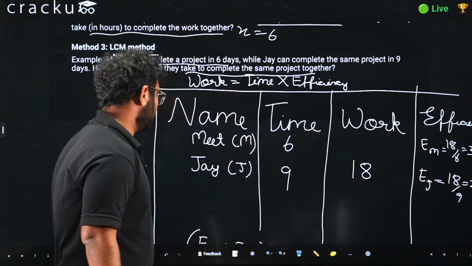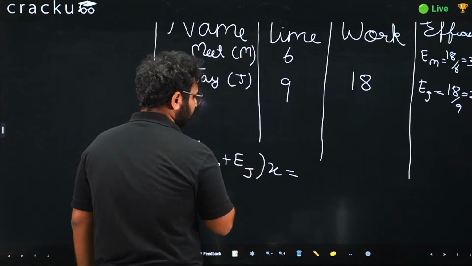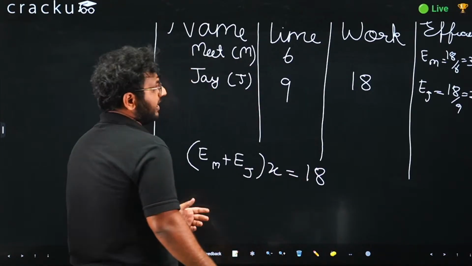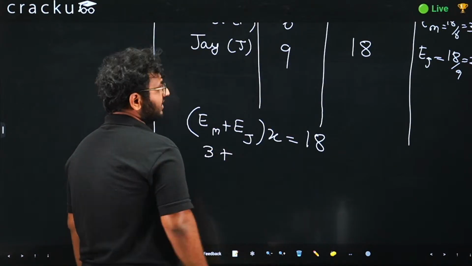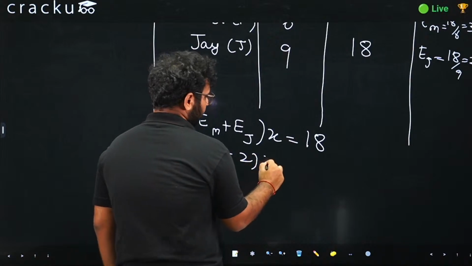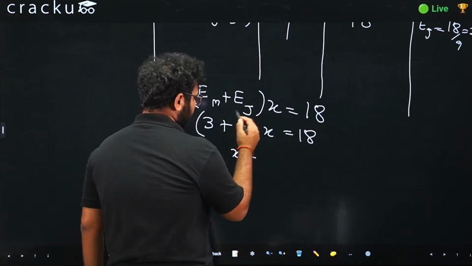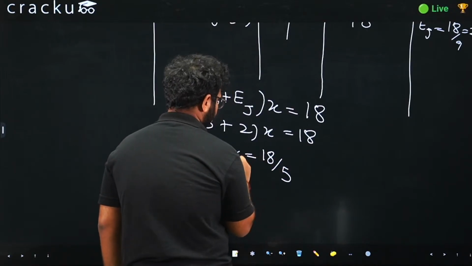So basically, efficiency of Meet plus efficiency of J, into X, is equal to the total work. Now the efficiency of Meet is 3, plus the efficiency of J is 2, into X, equal to 18. So we get X is equal to 18 divided by 3 plus 2, which is 18 by 5.